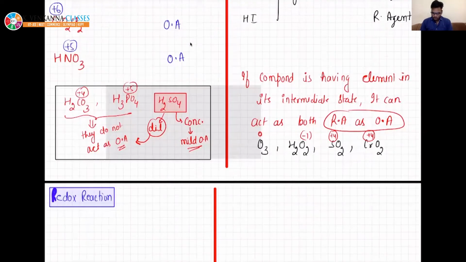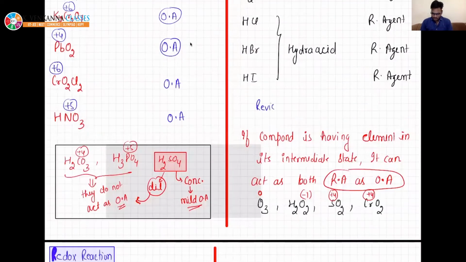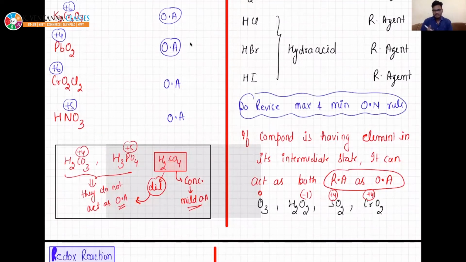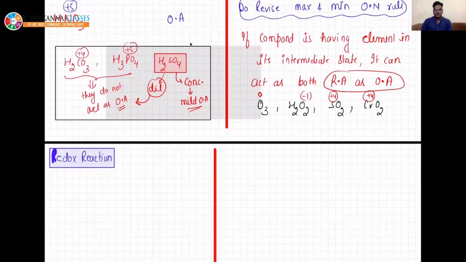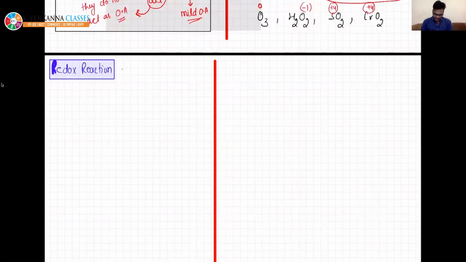So I want you to please revise the maximum and minimum oxidation number rule or concept, right? I have given it in the first or second class. So try to identify the maximum and minimum oxidation number of each and every element. Okay, so redox reaction.